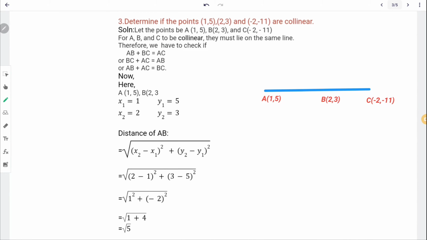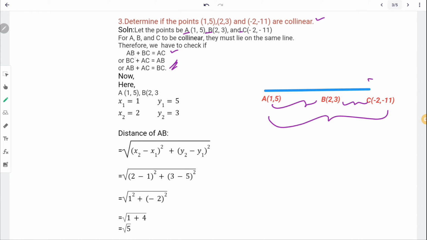Okay, so now the next question: determine if the points (1, 5), (2, 3) and (minus 2, minus 11) are collinear. We'll take them to be A, B, and C. These 3 points will be collinear if they lie on the same line. In order to prove whether they lie on the same line or not, can we do it like this? AB plus BC should give me the whole length. If they lie on the same line, then it should be valid: AB plus BC equals AC.